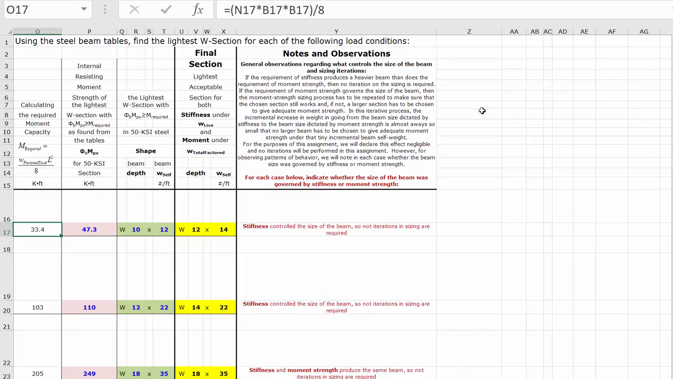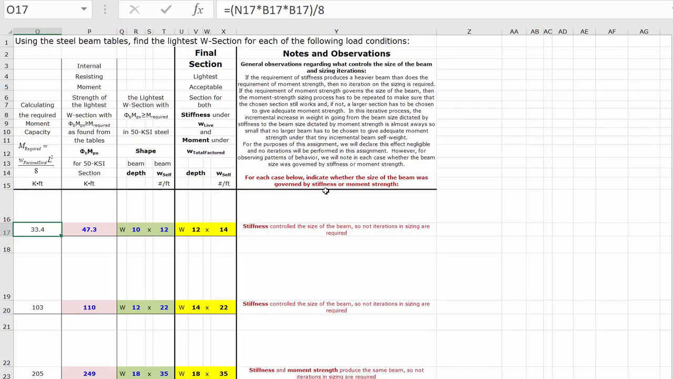In this iterative process, the incremental increase in weight in going from the beam size dictated by stiffness to the beam size dictated by moment strength is almost always so small that no larger beam has to be chosen to give adequate moment strength under that tiny incremental beam self-weight. For the purposes of your assignment, we will declare this effect negligible and no iterations will be performed in your assignments to account for the fact that moment strength bumped you up to a slightly heavier beam. However, for purposes of observing patterns of behavior, we will note in each case whether the beam size was governed by stiffness or moment strength.